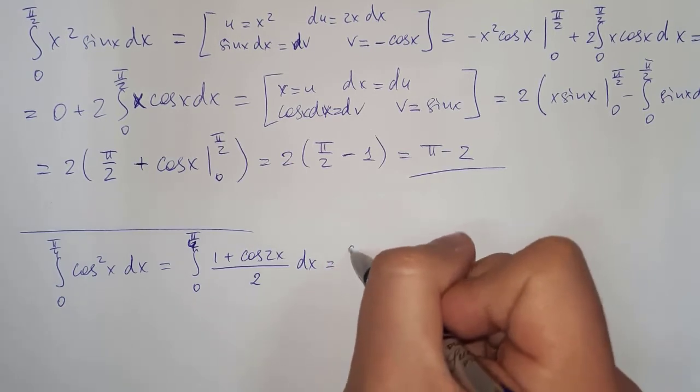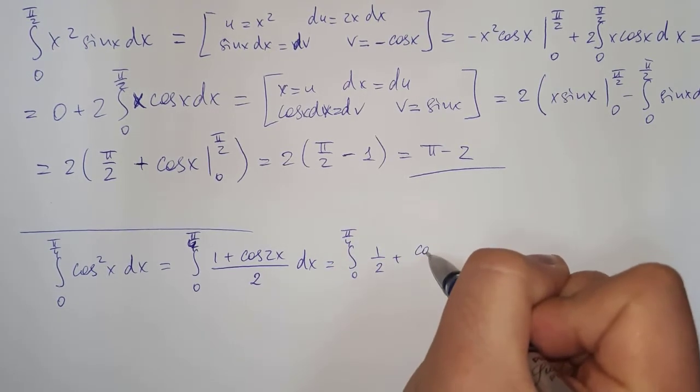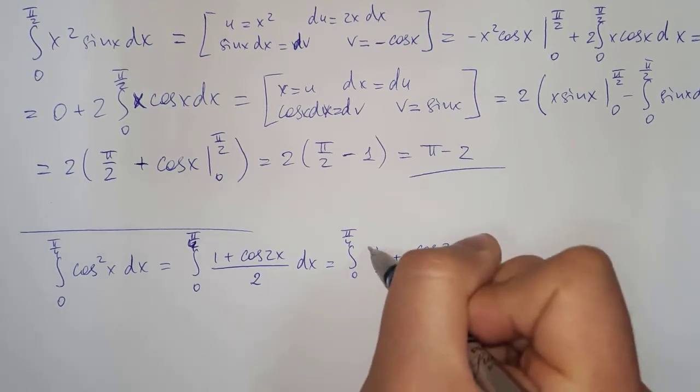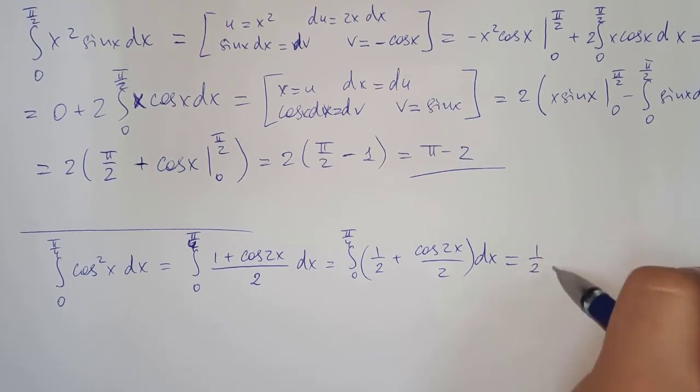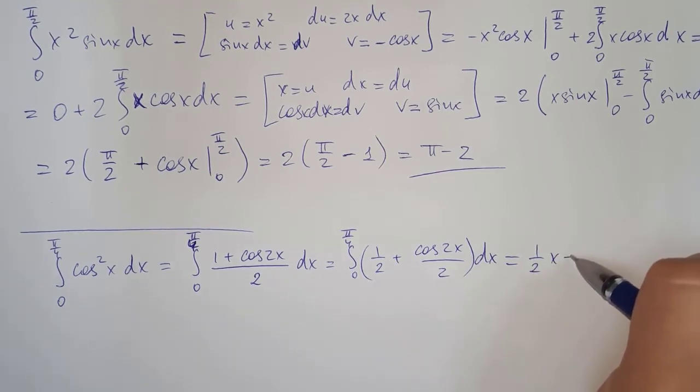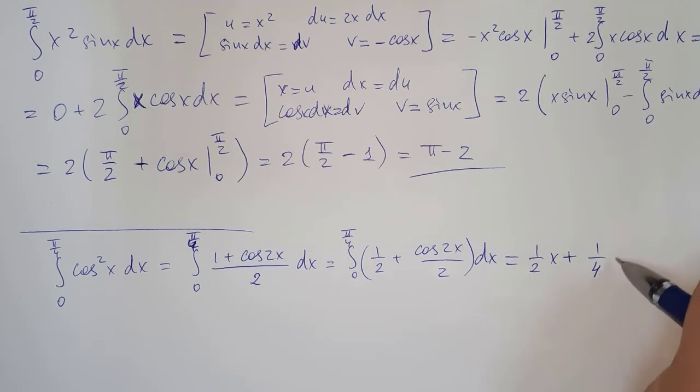We can write easily the integral from 0 to pi over 4 of 1 over 2 plus cosine 2x over 2 dx. When we continue, we have 1 over 2 x plus, so 2 and 2, we'll get 1 over 4 here, and it will be sine 2x. Sine 2x, and here we have bounds 0 and pi over 4.